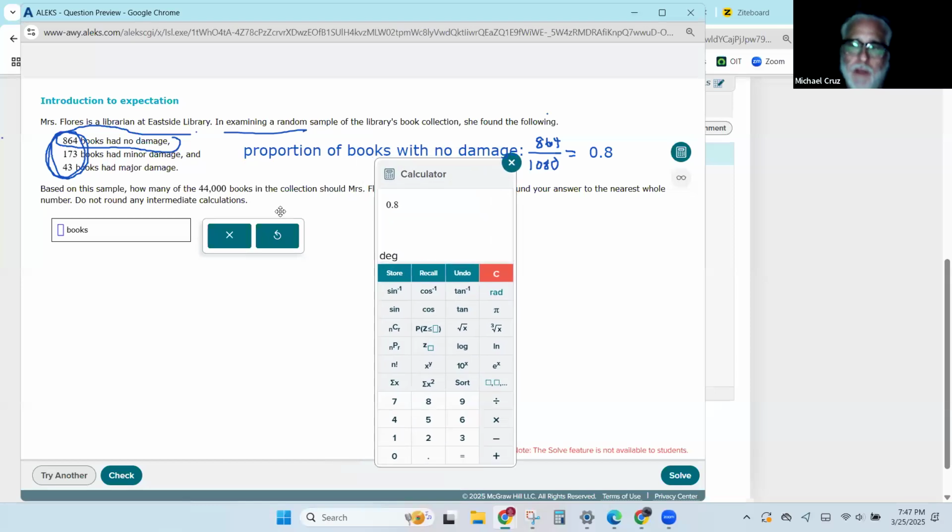So what I'm going to do is I'm just going to go to these 44,000 and take 80% of it, or using the proportion. All right. Percents don't do math very well. They're for expressing ideas. So there we got 35,200 books we could expect to not have any damage.